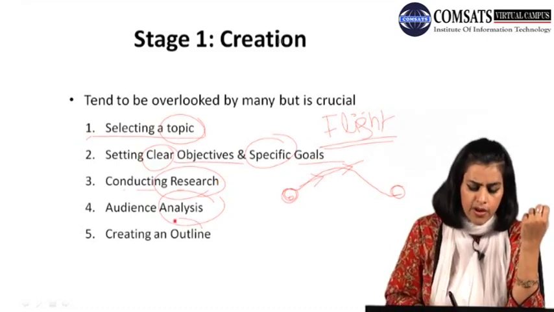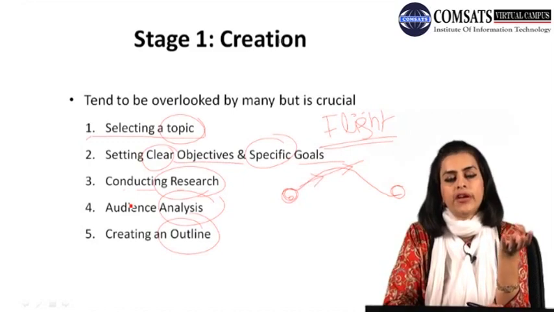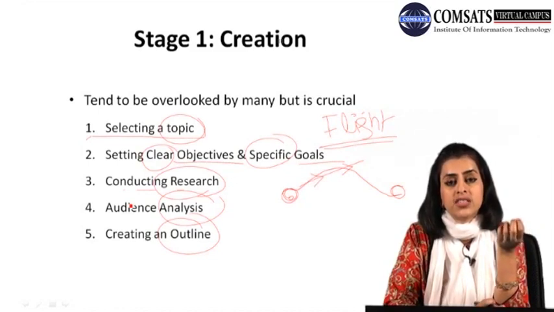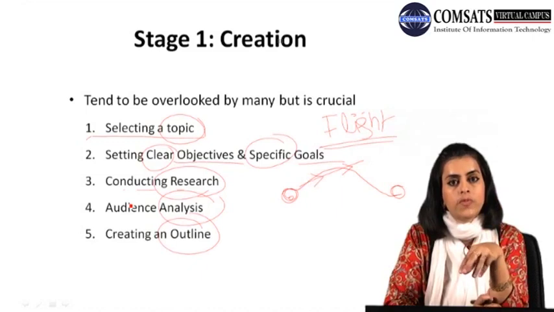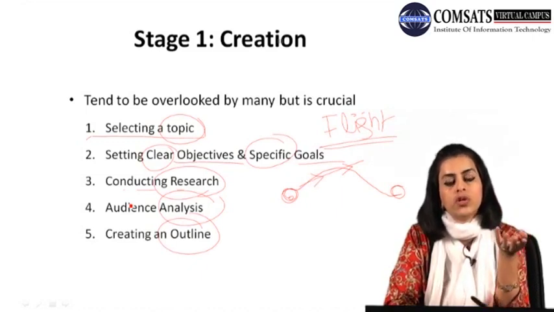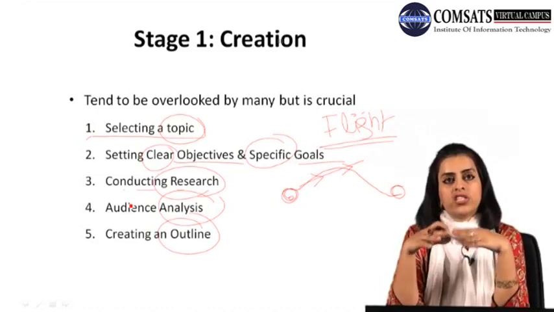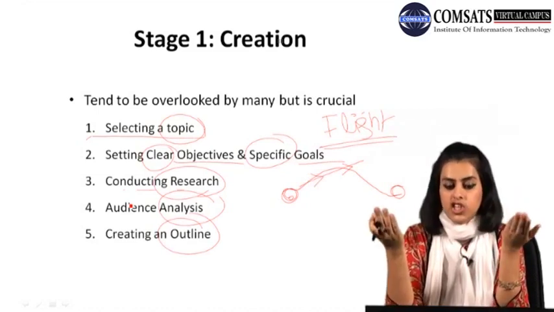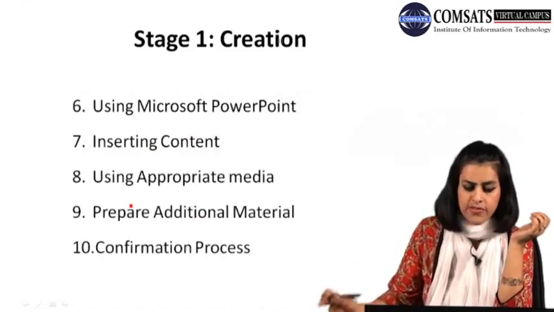And then creating an outline. Before you actually plan for preparing your presentation, you must create an outline through a survey, maybe through conducting research. You must create an outline of which things you want to include in your presentation, and then later you would decide the preferences and the sequence in which you are supposed to deliver it. So this is your stage number 1, and so far we have discussed 5 steps.